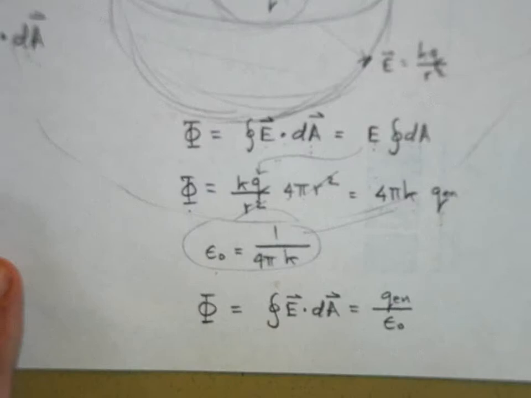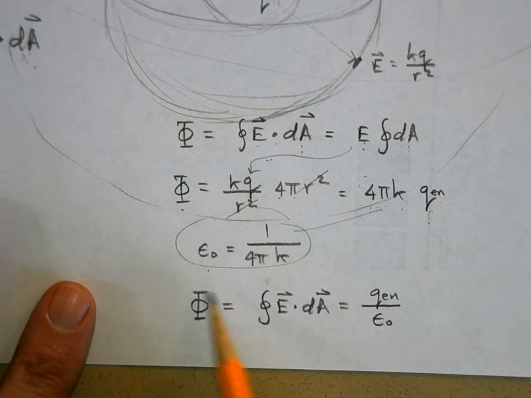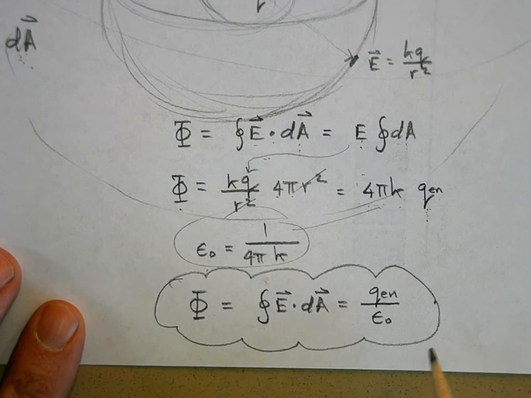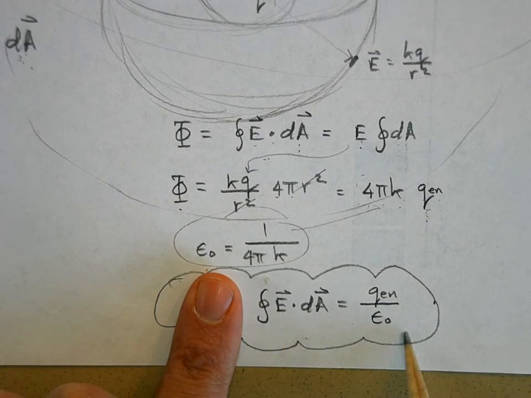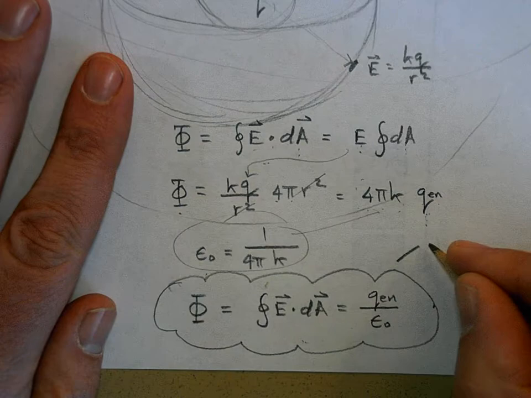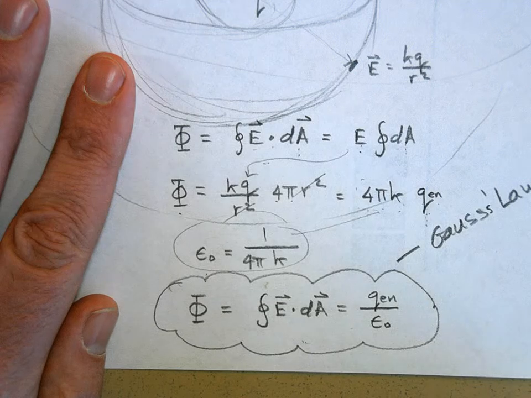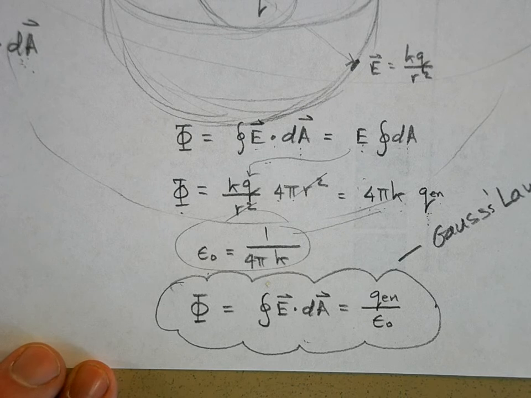Did I do what on purpose? Is that for any shape or just here? Yeah, this is general. Now, this is Gauss's law right here. Usually, we don't really care about the amount of electric flux. Usually, we're just going to be using these two guys here, which we'll do next time. But this is Gauss's law. Oops, left off an S. Okay, Gauss's law. And it's one of the most important laws of nature in electromagnetism.